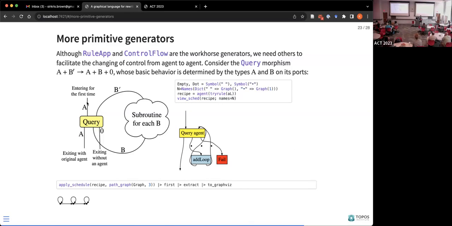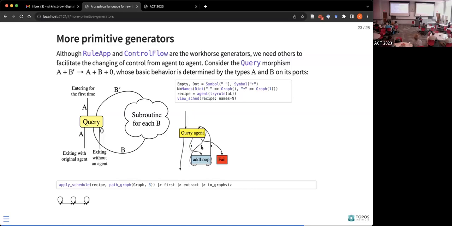This is going to have the semantics of, when you enter on the left-hand side, imagine that as hitting the reset button. When we enter that, we're going to query for all agents of shape B, and we're going to run that routine for each one of them. Then when we're done with that, we're going to exit out this leftmost port. So in this specific case, if I want to add a loop to every vertex, I'm going to feed the second output into the add loop box, and then feed that output back into the second input. And so this now has the semantics of doing this for every vertex.